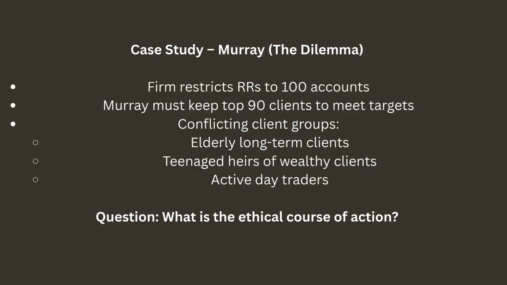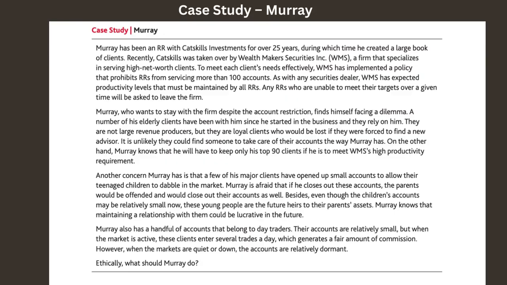So the textbook provides another case study, Murray. We'll go over this first. Murray has been an RR with Catskills Investments for over 25 years, during which time he created a large book of clients. Recently, Catskills was taken over by Wealthmaker Securities, WMS, a firm that specializes in serving high net worth clients. To meet each client's needs effectively, WMS has implemented a policy that prohibits RRs from servicing more than 100 accounts. As with any securities dealer, WMS has expected productivity levels that must be maintained by all RRs. Any RRs who are unable to meet their targets over a given time will be asked to leave the firm.